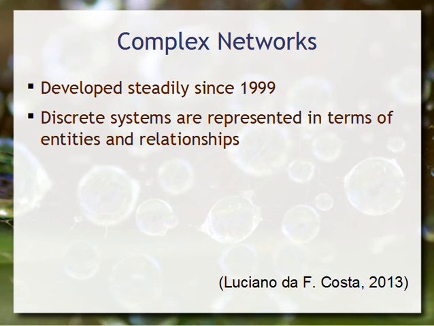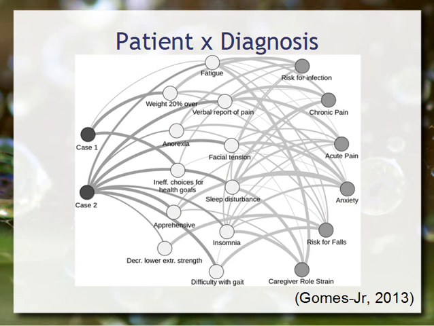And the basic notion is that discrete systems are represented in terms of entities and relationships. And in this case, graphs. Okay? So here is an example of one student, my advisee, relating things like, here we have diagnosis, here we have patients, and in the middle, symptoms.